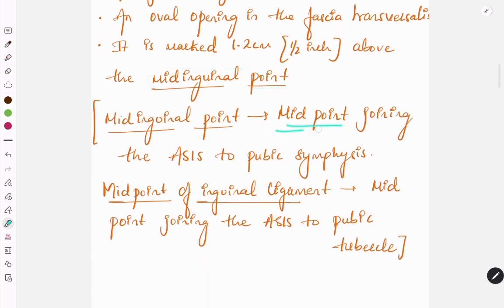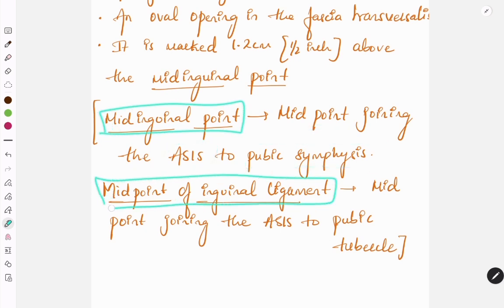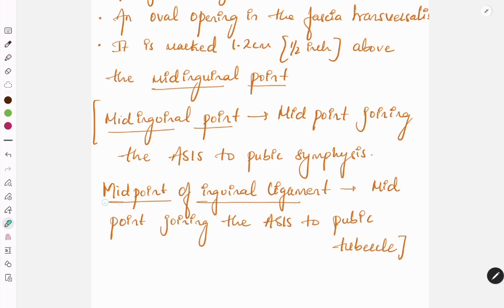Mid inguinal point is the midpoint joining the ASIS to the pubic symphysis. Okay, mid inguinal point is different from midpoint of inguinal ligament. It is very important to know the difference between these two. Let us understand the easier one first. Midpoint of inguinal ligament: the answer is there in the sentence itself. It is nothing but the midpoint of the inguinal ligament. We all know that inguinal ligament extends from the ASIS to the pubic tubercle. So the midpoint of that is midpoint of inguinal ligament.